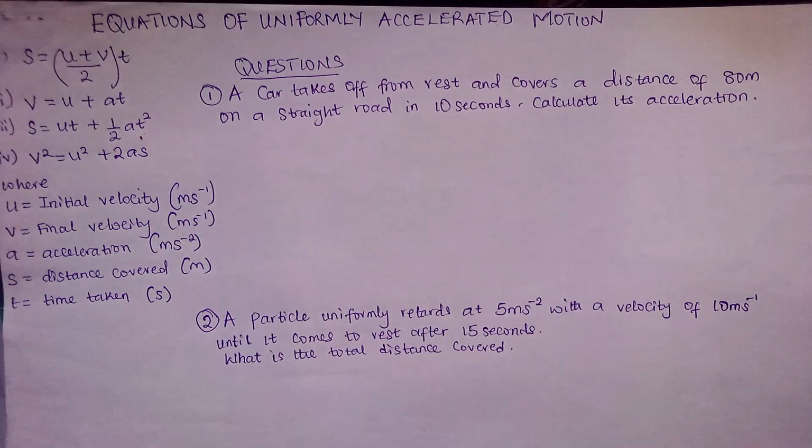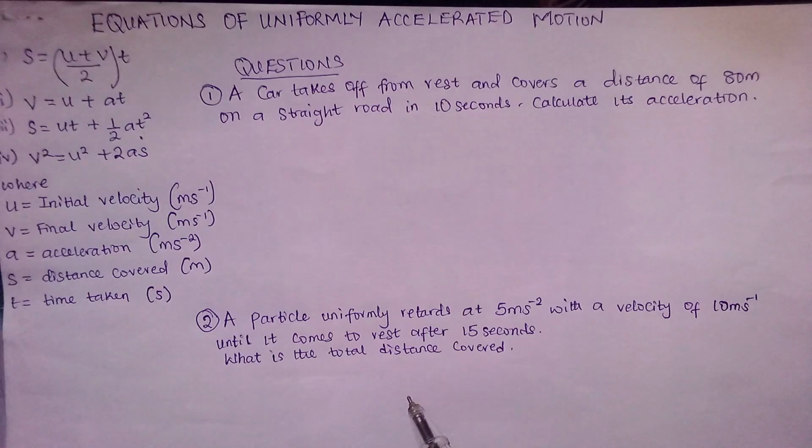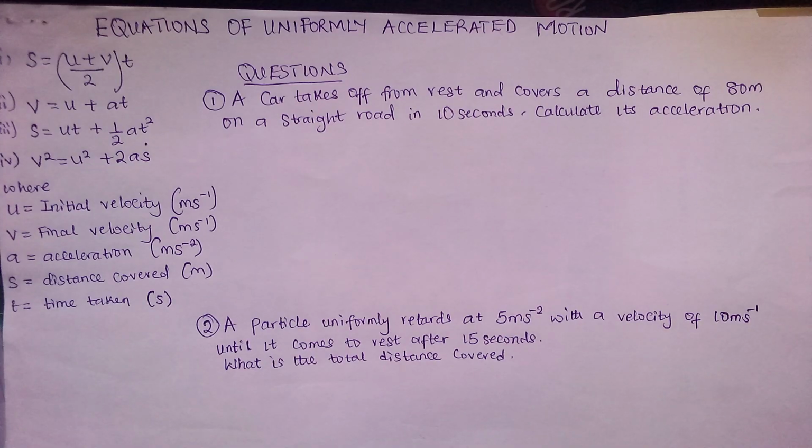Now in this question it says a car takes off from rest and covers a distance of 80 meters on a straight road in 10 seconds. So the first thing we need to do is to bring out the parameters given in the question. Now the parameters are the values used to describe a given system. But in this context, we're looking at those values given in the questions that will help us solve or tackle the problem itself. So those values are the parameters, and that's what we're going to bring out first.